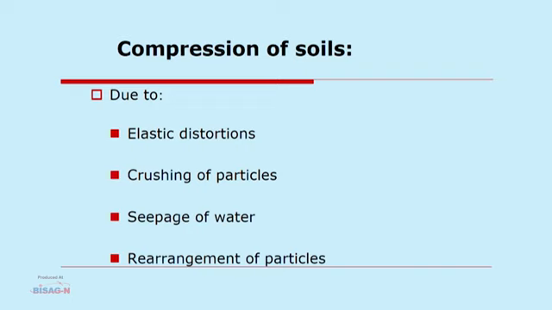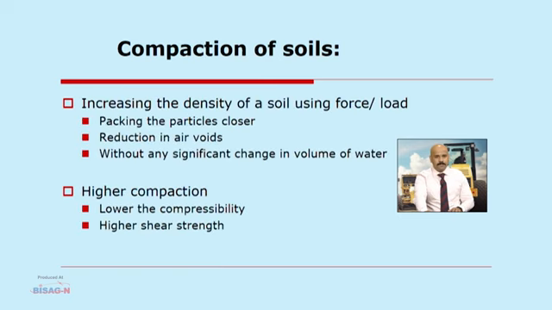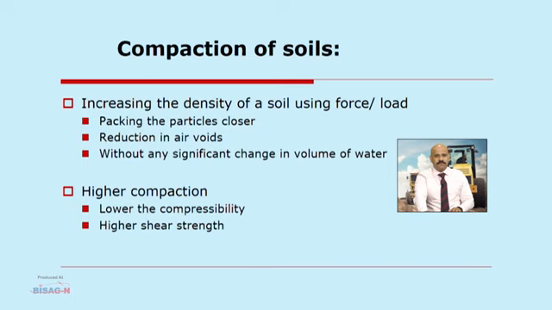First method of ground improvement, soil compaction. Due to elastic distortion, crushing of particles, seepage of water, rearrangement of particles, these are the problems which we face, due to which ground improvement techniques can be adopted. In ground improvement techniques, first, compaction of soil: increasing the density of soil using force or load, packing the particles closer, reduction in air voids without any significant change in the volume of water.